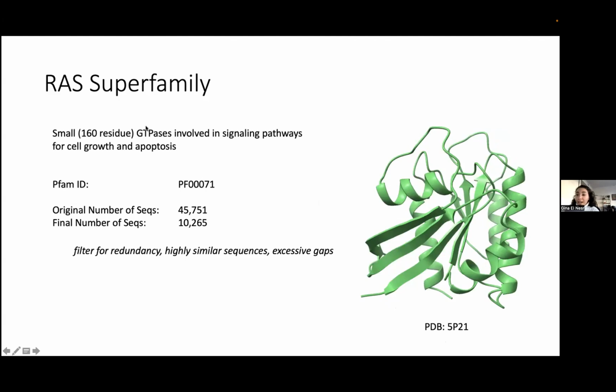And we also looked at RAS GTPase, and a lot of you are probably familiar with this protein, but it's 160 residues long, and it's involved in signaling pathways for cell growth and apoptosis. In a very similar manner, we downloaded the sequences from PFAM, and there were about 46,000 of them. After filtering for redundancy, highly similar sequences and excessive gaps, we end up with about 10,000 sequences. So what does that analysis look like, with this high amount of sequences?